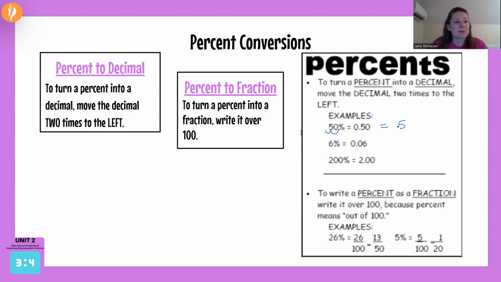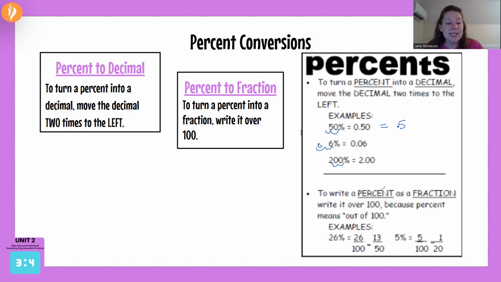6%, the decimal sitting here, so we got to go 2 places. Oh, that was messy, which is equal to 0.06. And 200%, we move our decimal 2 places to the left and we get 2. That is the decimal equivalent.